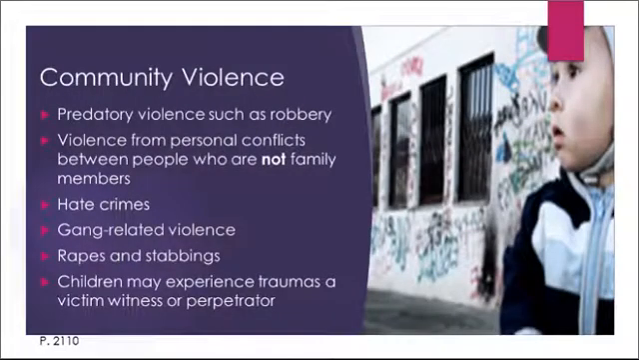Community violence, page 2110. Turn to that. Community and system violence includes community violence, workplace violence, and school violence. Predatory violence, such as robbery, is not done by family members. Also hate crimes, gang-related violence, rapes, stabbings, shootings, beatings.